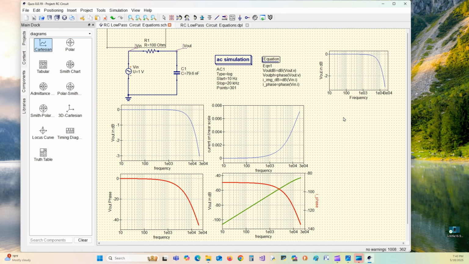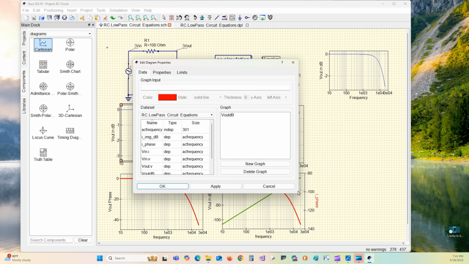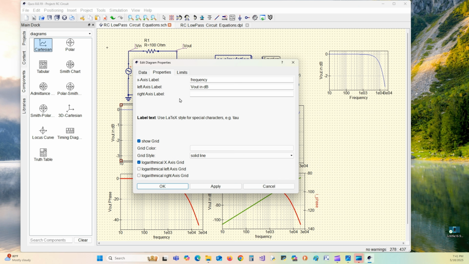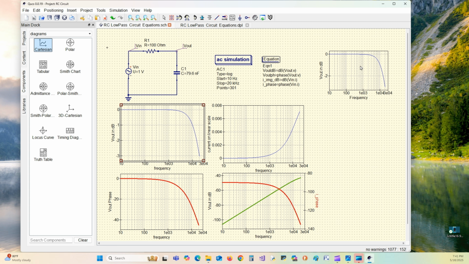And let's see, there's our graph. And it worked perfectly. It's not big enough to show the 3 dB like this one was, but as you can see, the 3 dB point is right here. And you can see in this graph, if we click on the graph, right click, left click, edit properties, you can see that we're doing the V dB out right there. Our properties is frequency, V out in dBs, show grid, and we're doing logarithmic x-axis grid. Hit OK. And we do that on all these.